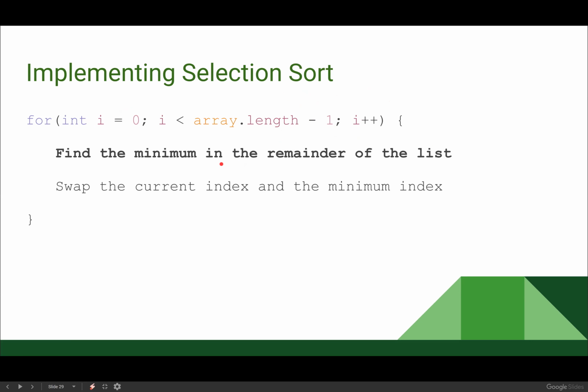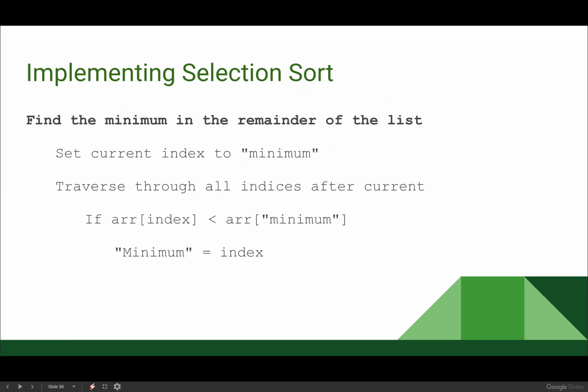Finding the minimum in the remainder of the list. So this is going to be a several part step. If we're finding the minimum value in the rest of the list, first we're going to assume that the one we're looking at, the current index, is the minimum. So we make a minimum variable and we assign it the value of I. So we're assuming the current index is the smallest.